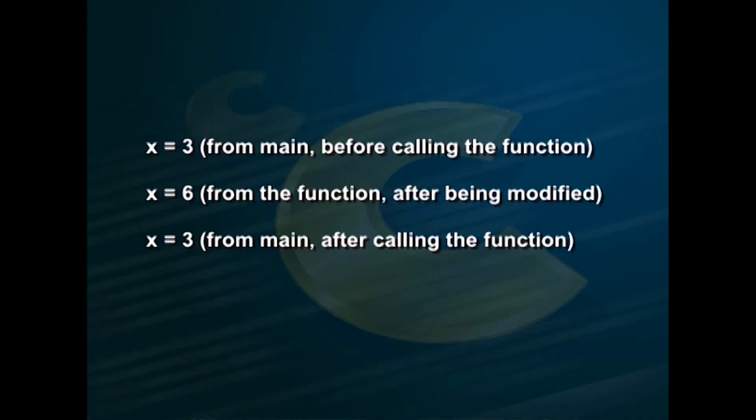The final output of the program will be x is equal to 3 from main before calling the function, x is equal to 6 from the function change after being modified, and x is equal to 3 from main after calling the function change. Passing an argument by value allows a single valued actual argument to be written as an expression rather than being restricted to a single variable, but it prevents information from being transferred back to the calling portion of the program by arguments.